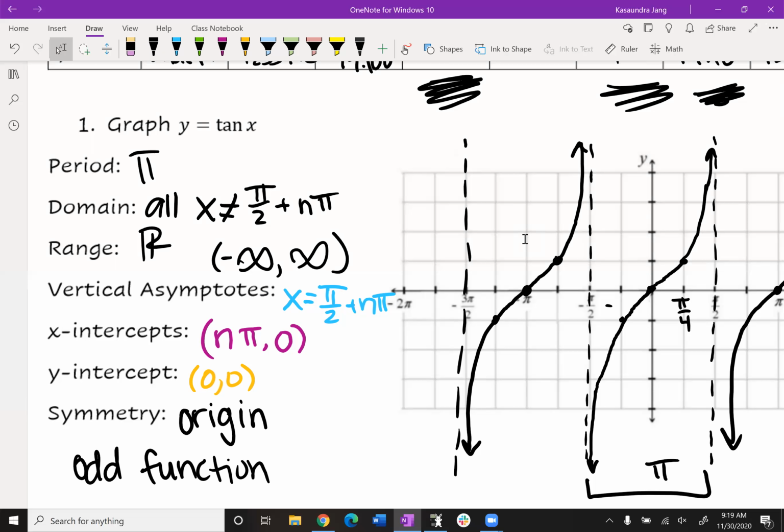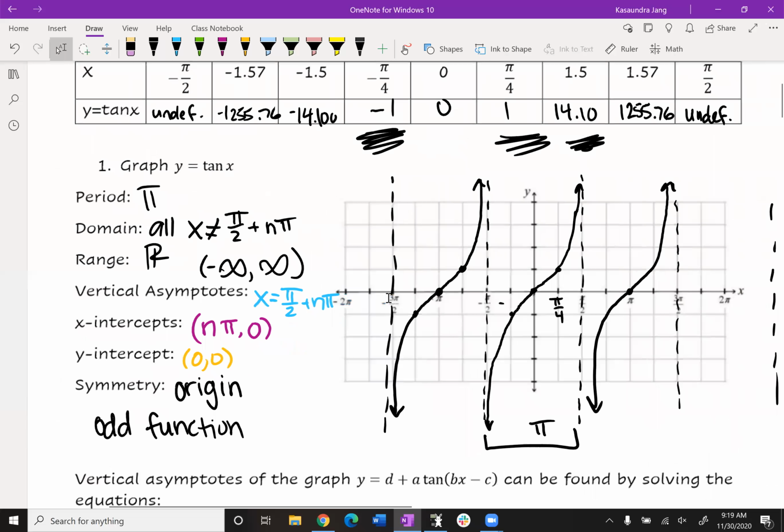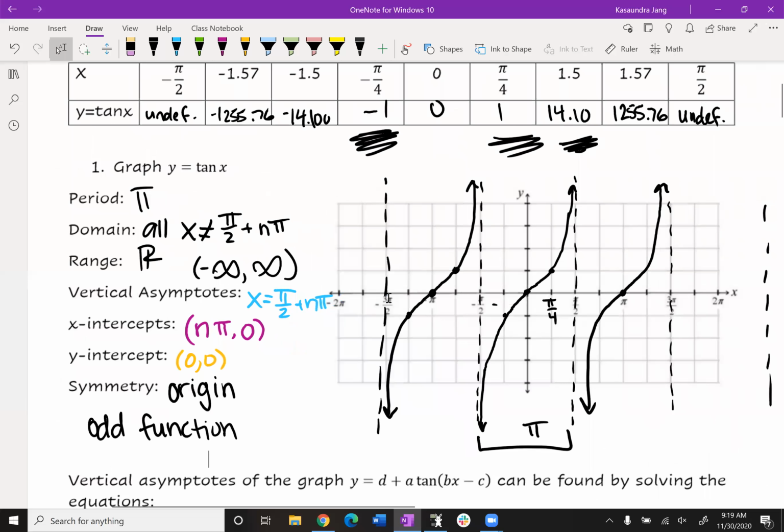All right, so here's our tangent graph. This is like the parent function for tangent. Once we know the parent function, we can do all of the transformations. You can shift this, stretch it, shrink it. You can do a reflection. If we know the parent function, we can do all that kind of transformations.